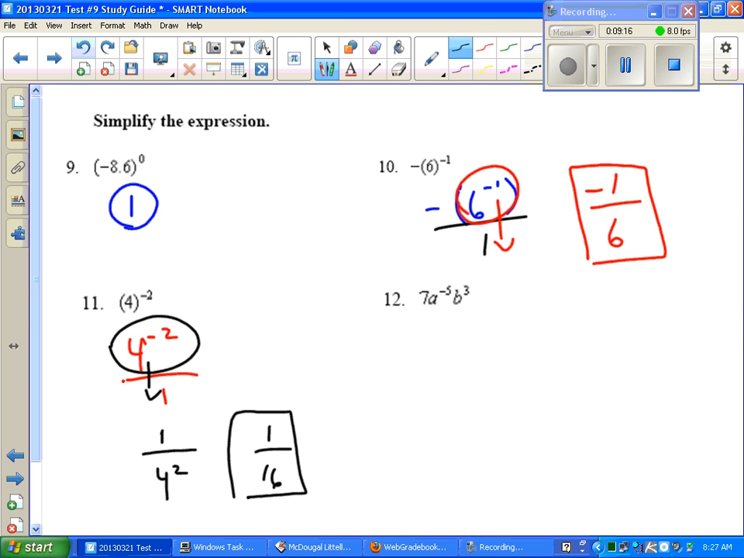For number 12, 7a to the negative 5th, b to the 3rd. The only thing, remember, everything's over 1. The only thing that needs to move in this one at all is a to the negative 5th, not 7a. So this is going to ride that elevator down. What's still left at the top is 7 times b to the 3rd over a to the negative 5th becomes a to the positive 5th. And that's simplified. Can't do anything else to that one.